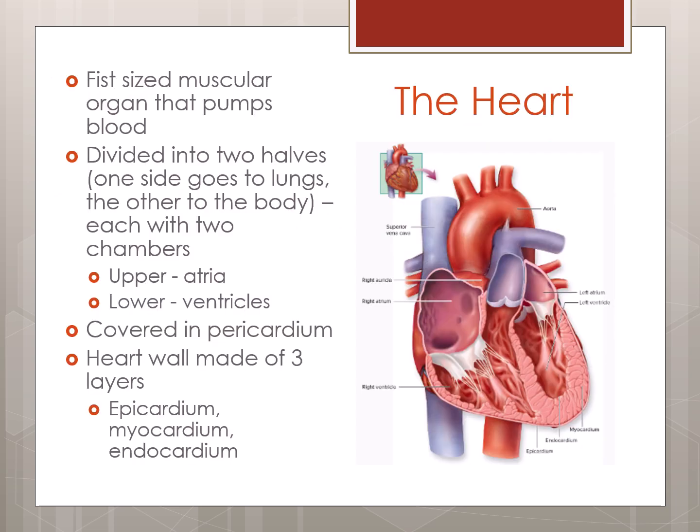So let's start with the cardiovascular system, specifically that main player, the heart. The heart is going to be a fist-sized muscular organ that is going to serve the primary purpose of continually pumping blood throughout your body. So low oxygenated blood, or deoxygenated blood, is going to enter the heart through the superior and inferior vena cavas, where it enters that first chamber, which is an atrium or atria.